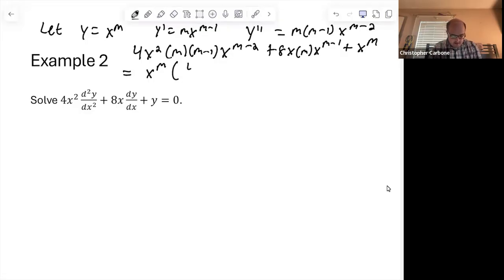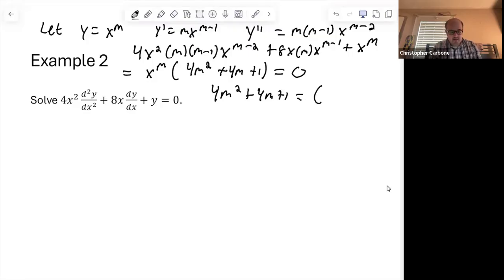Times, we have 4m squared plus 4m plus 1. And that's supposed to be equal to 0. But what that means is 4m squared plus 4m plus 1 factors to make 2m plus 1 squared. And then set that equal to 0.